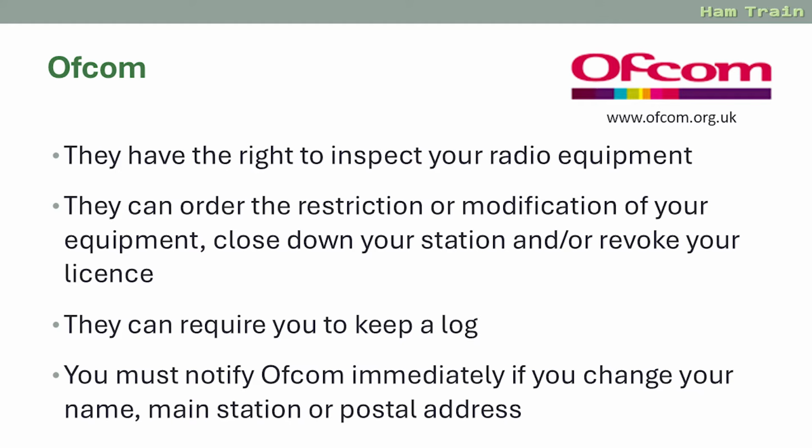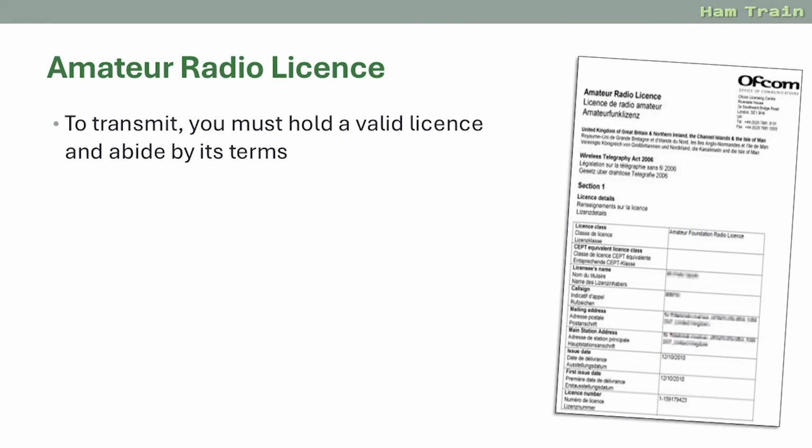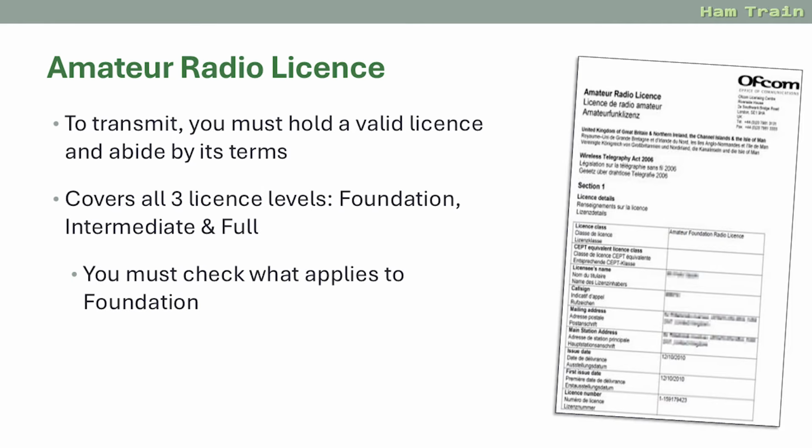This would typically be for situations of interference where Ofcom need a log to show the times that you are transmitting. And you must notify Ofcom immediately if you change your name, main station address or your postal address. To transmit using amateur radio, you must hold a valid licence and abide by its terms. The UK's amateur radio licence covers all 3 licence levels: Foundation, Intermediate and Full, and you must check in the licence what applies to you at Foundation.